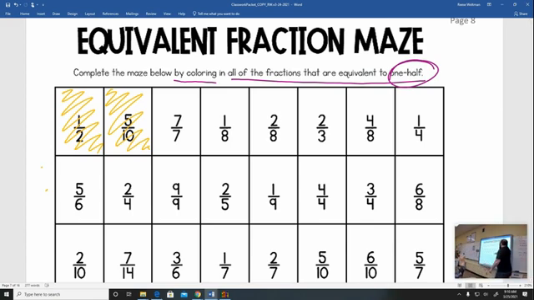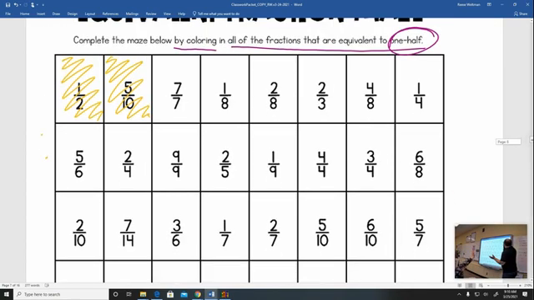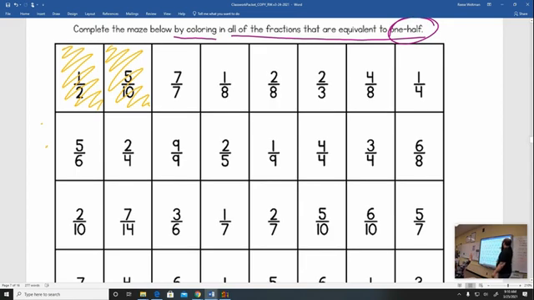Okay. So we had 1/2 and 5/10. Those are easy ones, right? What else? Is there anything else on this top line that would count? Let's go line by line. Anything else on this top line that is equivalent to 1/2? Brewer? 4/8. 4 is half of 8. Yep. That works.